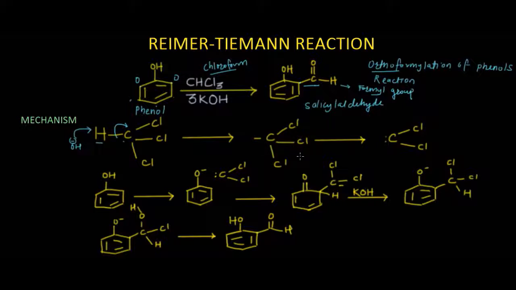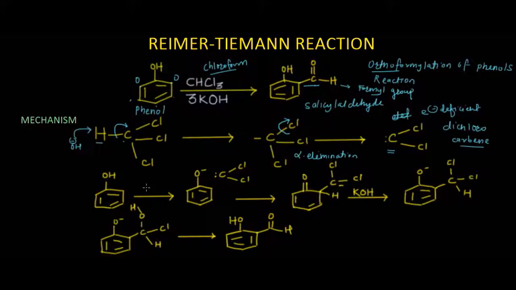So what will happen? This compound will undergo alpha elimination so that we get what? The chloride group will depart like this so that we get this compound which is nothing but a dichlorocarbene, and carbenes are supposed to be electron deficient species. Carbenes are supposed to be electron deficient species. Now in next step what will happen?